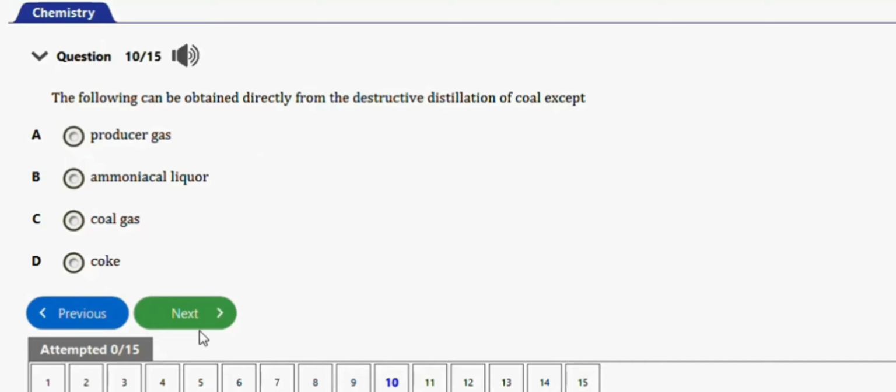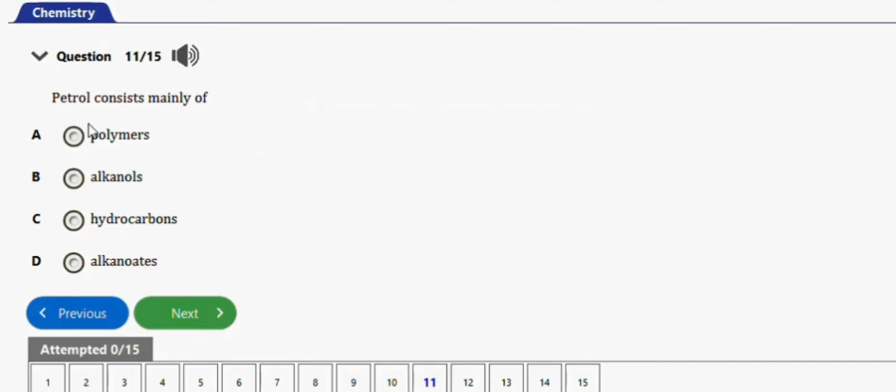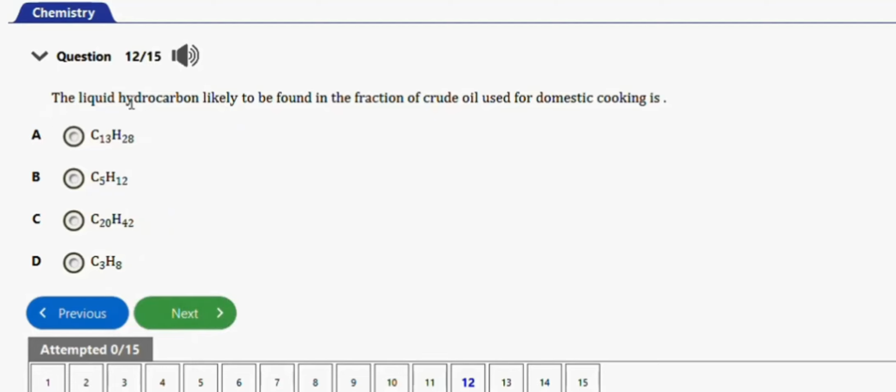The next question will be this one. It says petrol consists mainly of hydrocarbons, option C. That's correct. Next question will be this one. It says the liquid hydrocarbon likely to be found in a fraction of crude oil used for domestic cooking is, so the right answer is option B. So this is pentane. Okay, so that is the next question.